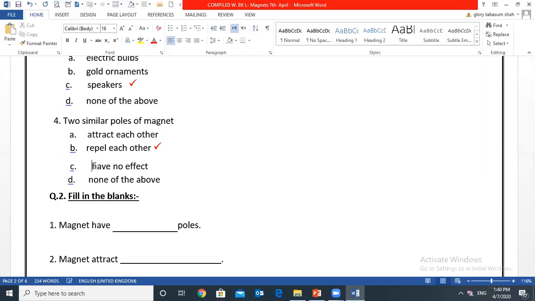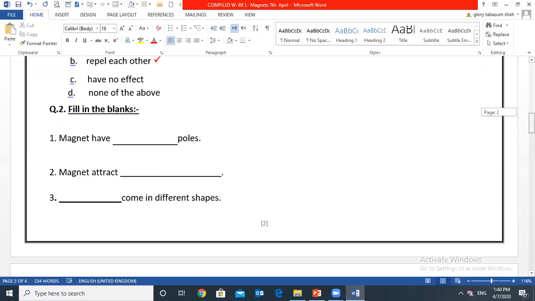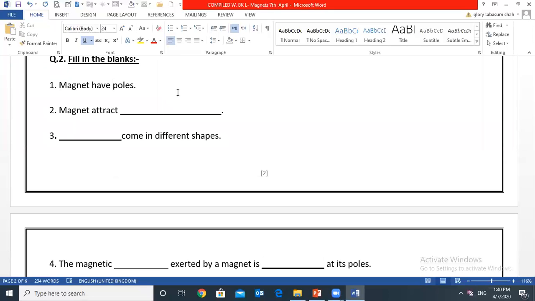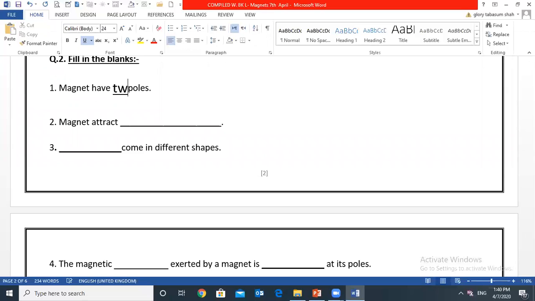Now, question number 2. Fill in the blanks. Magnets have dash poles. How many poles does magnet have? Yes, children? How many poles? Magnets have 2 poles. Clear? 2 poles.